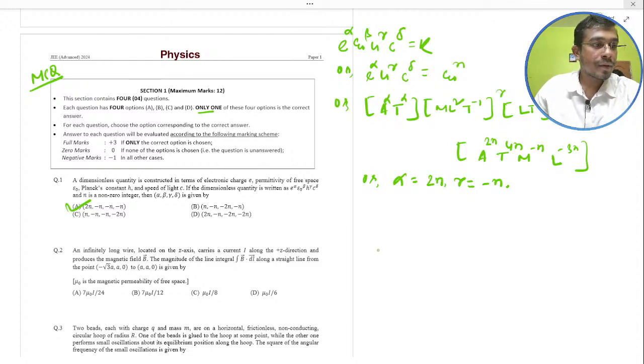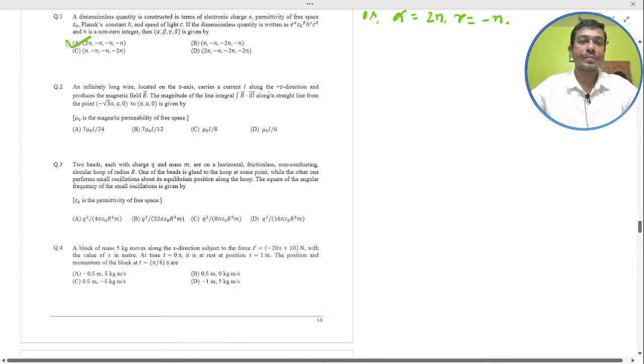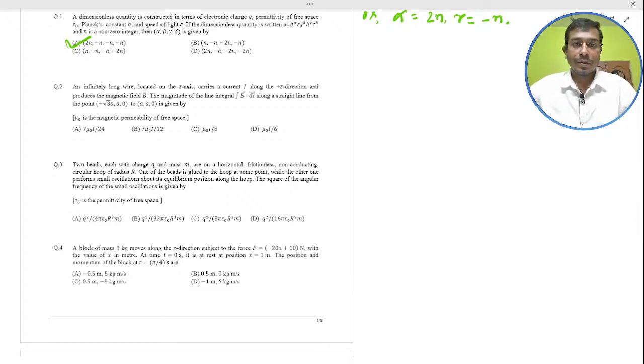So now question number 2. An infinitely long wire located on the z-axis carries a current I along the plus z direction and produces the magnetic field B. The magnitude of the line integral B dot dl along the straight line from the point minus 3a, a, 0 to a, 0 is given by what? Simple question.